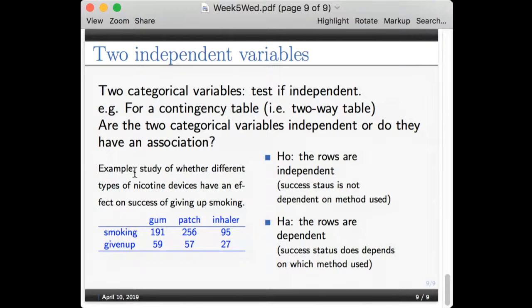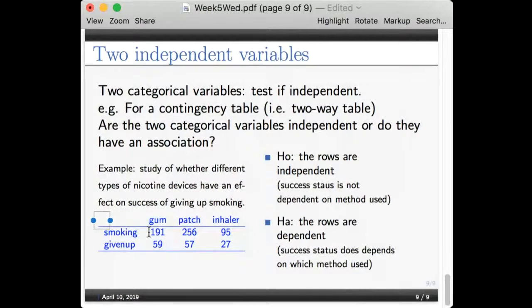So here's my example. Can't remember where I got it from, but this is a study of whether different types of nicotine devices have an effect on success of giving up smoking. So I've got two classes of people, those that are still smoking and those who have given up. So that's one categorical variable, a nominal variable. And then I have three different types of nicotine devices, nicotine gum, a nicotine patch, or a nicotine inhaler.